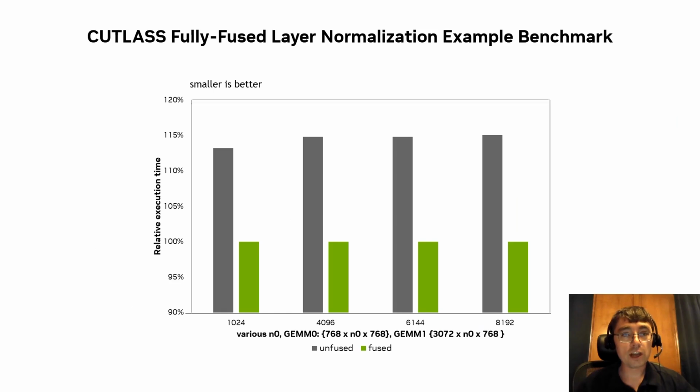Fusing GEMM, layer norm, and GEMM into this 3-kernel sequence reduces overall memory bandwidth demand. In these micro-benchmarks, there is a resulting speedup of over 10% for each workload.